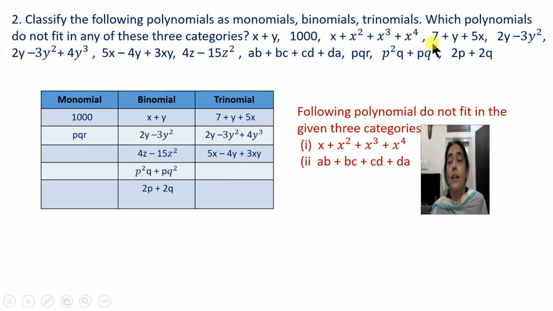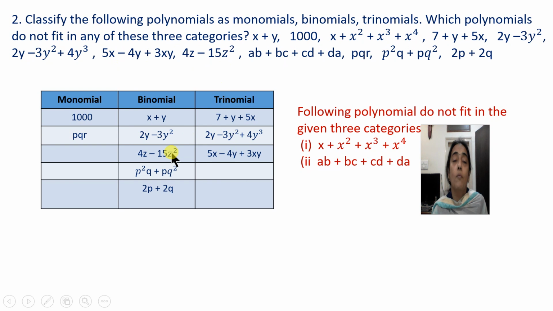Let's take the next one. 7 plus y plus 5x. How many terms are there? 3. Yes. So you will write it under trinomial. The next one is 2y minus 3y square. How many terms? 2. So you will write it under binomial. Then 2y minus 3y square plus 4y cube. How many terms? 1, 2 and 3. So under trinomial. The next one is 5x minus 4y plus 3xy. How many terms? 3 again. So under trinomial. Then 4z minus 15z square. How many terms? 2. One is 4z, another is minus 15z square.